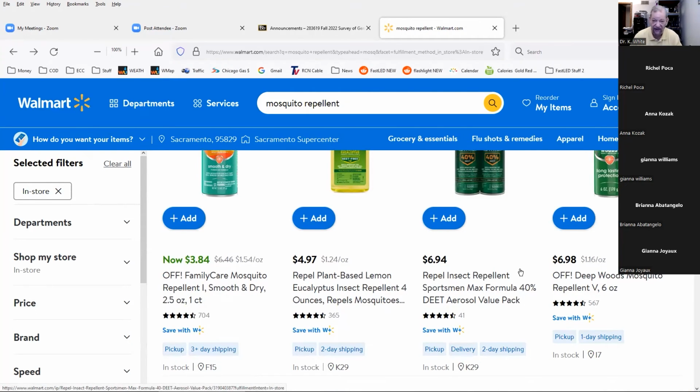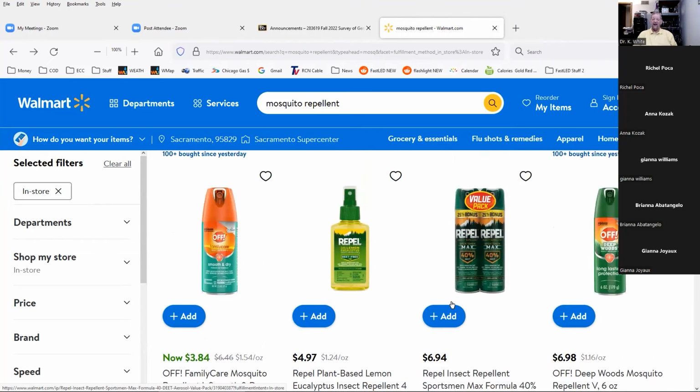Well, Dr. White knows percent mass concentration. The higher that number, the more of that active chemical. And it has more active chemical, more product, at a lower price. Guess what I bought? The Repel. And good news, the mosquitoes and other insects left me alone. Now, that's true for many things.